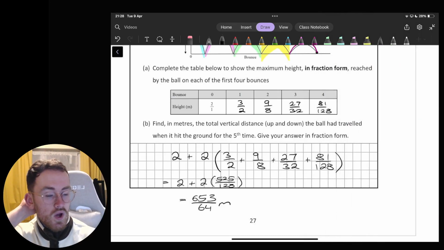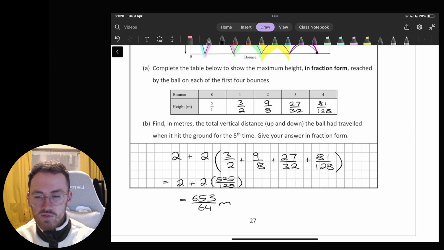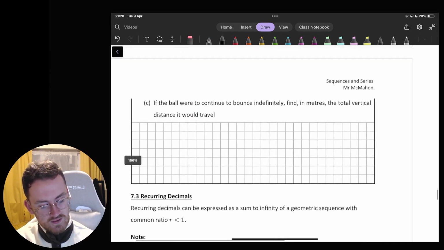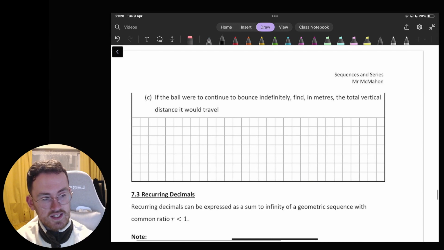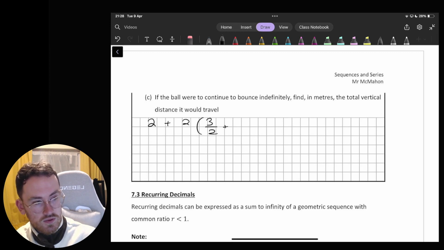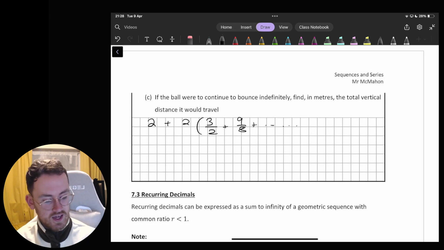So just making sure there, the difference is that we have to multiply each of those second results by 2, because after that initial one, it's going to bounce up and down from that same height. If the ball were to continue to bounce indefinitely, find in meters the total vertical distance that it would travel. So we can compare our sum here. We have 2 plus 2 times 3/2 plus, what was our next one? 9/8 plus, and we're essentially saying what would happen if that continued on.